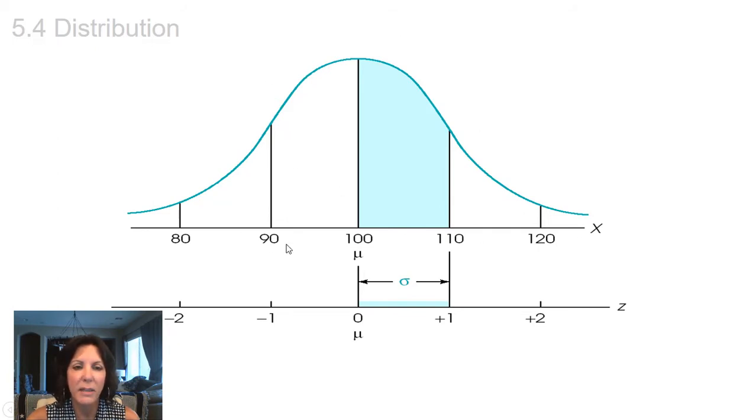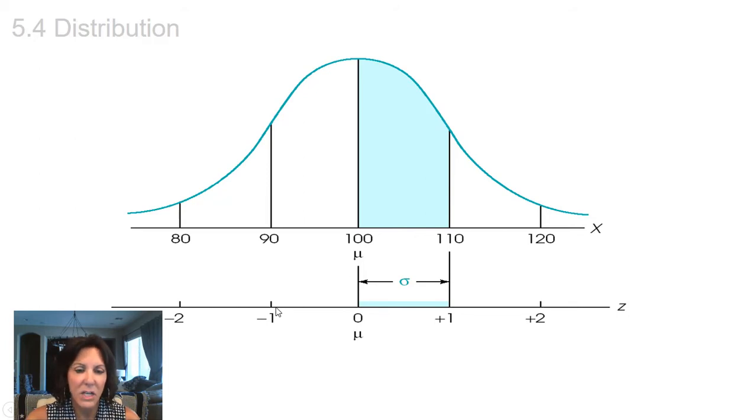But if we're putting this on a standardized distribution, this mean of 100 becomes 0. And what would have been the standard deviation of 10 becomes a z-score of 1. This z-score of 1 equals the standard deviation of 10. A z-score of 2 would be 2 standard deviations. 10 plus 10 is 20. But we don't think of it that way when we standardize the distribution. We say it's 2 standard deviations away from the mean.